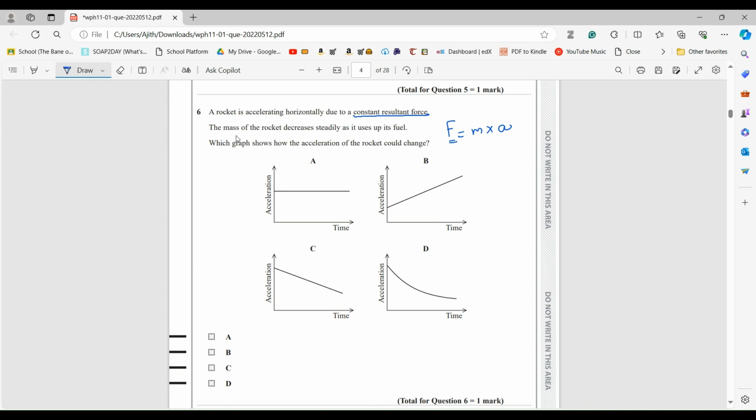Now let us see what is happening here. The mass of the rocket decreases steadily as it uses up its fuel. So mass is decreasing. Now, if one of the quantities is decreasing, the other quantity should increase to keep the force constant. So, that gives us the option of B, because out of these four options given, only acceleration is increasing.